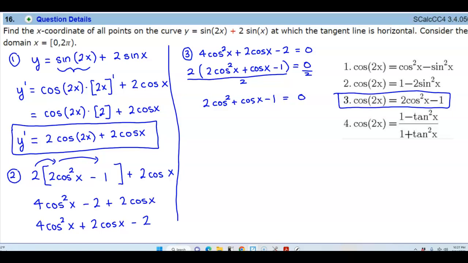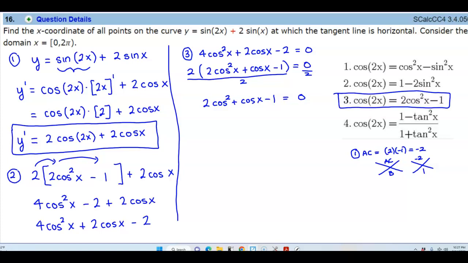So we need to factor this by using the AC method. By using the AC method, we know the value of A times C is equal to 2 times negative 1, which gives us negative 2. And then we know that we have AC, and then the value of B. So we know that AC is -2 and the value of B is 1.